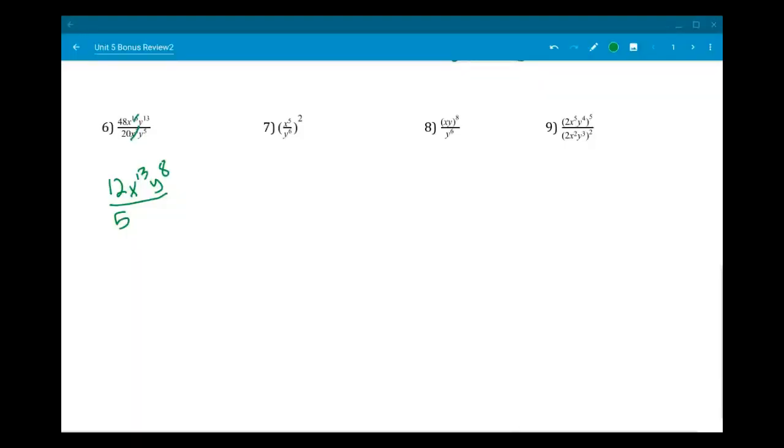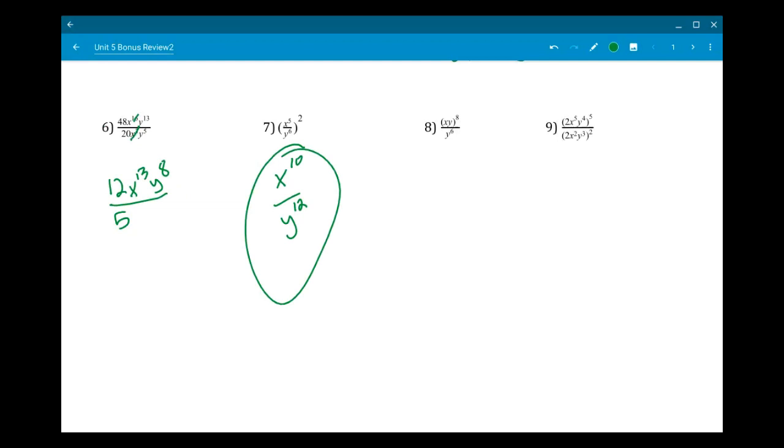For 7, we're going to go back to distributing exponents. Okay, so we're going to get x to the 10th over y to the 12th, and that's it. Nothing we can simplify there. You cannot simplify the 10 over the 12 because that would be like canceling out x's and y's, which doesn't really make a whole lot of sense.